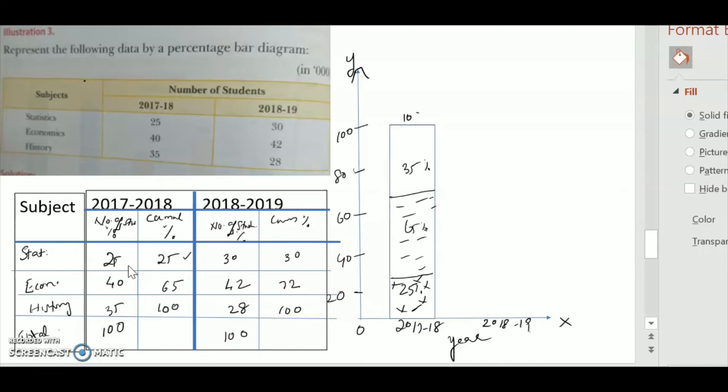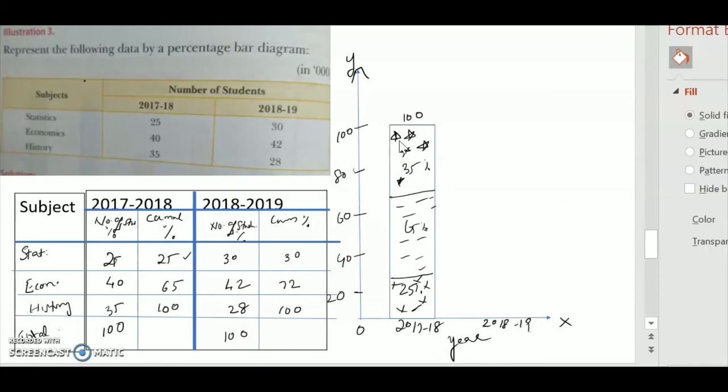So the total is 100. If you are calculating the cumulative percentage, it would be easy to take the measurement from the y-axis. According to this you can take the measurements. First 25, then 65, then 100. Then the part values: 25 percentage, 40 percentage, 35 percentage. Hope it's clear. So here I am giving another design like this.